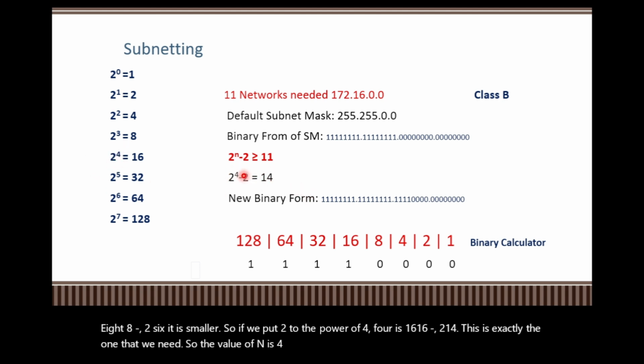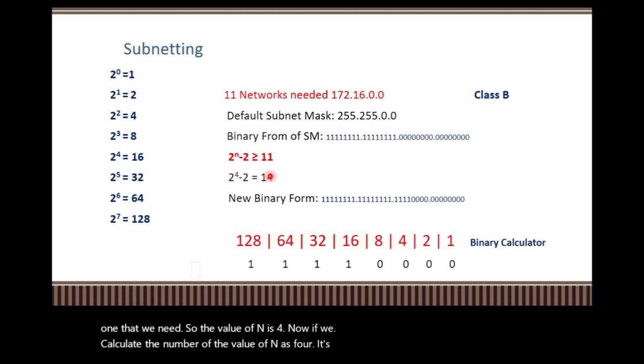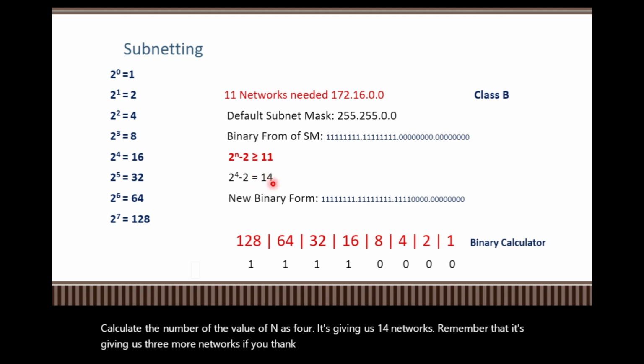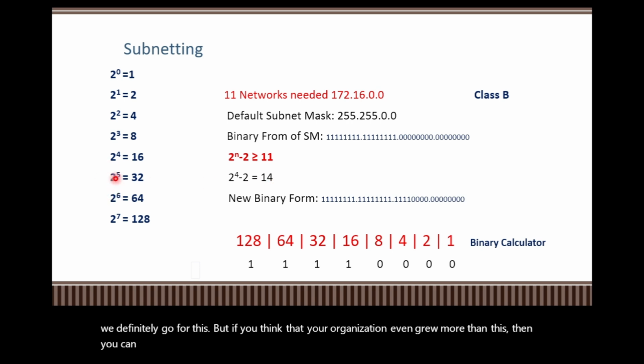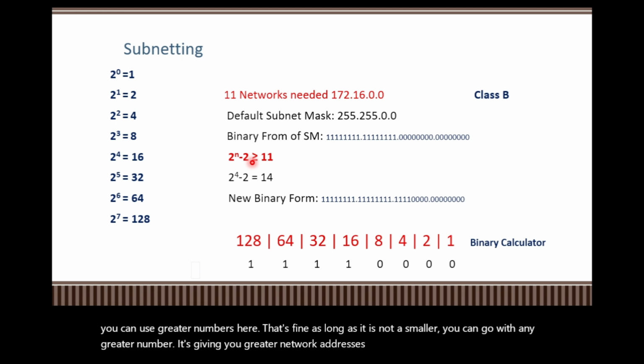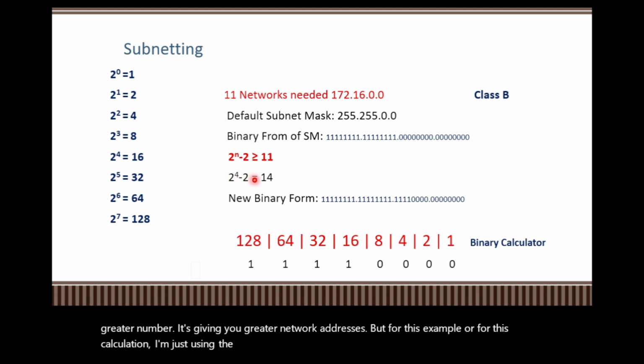Now, if we calculate the value of n as 4, it's giving us 14 networks. Remember that it's giving us 3 more networks if you think your organization is going to grow in the future, so we definitely go for this. But if you think that your organization will grow even more than this, then you can use greater numbers here. That's fine. As long as it is not smaller, you can go with any greater number. It's giving you greater network addresses. But for this calculation, I'm just using 4 because it's enough for me.